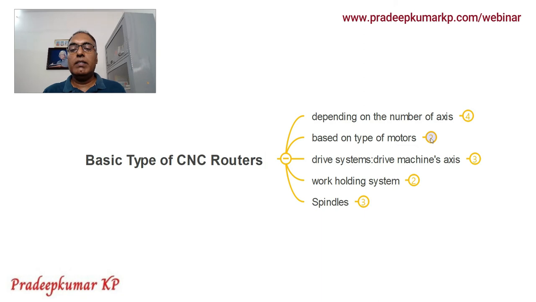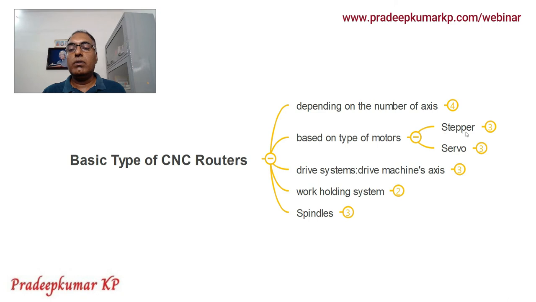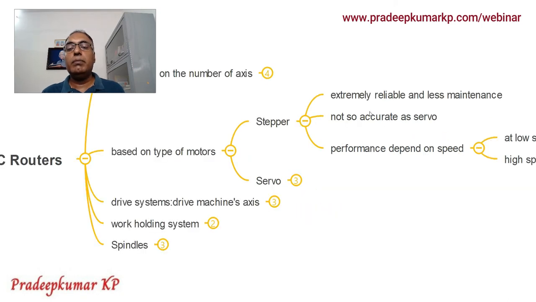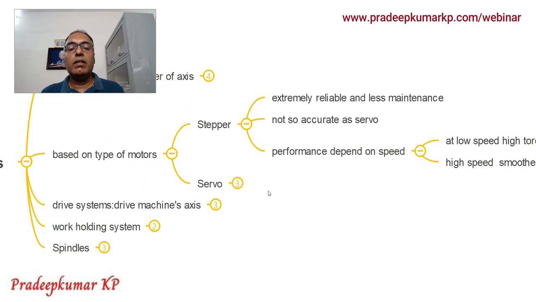Then another differentiation is based on the motors, whether it is stepper or servo. Stepper motors are extremely reliable and need less maintenance. That is some of the advantage; a disadvantage is that they are not as accurate as servo. The performance of this motor depends upon speed: at low speed it has high torque but is choppy, and at high speed it becomes smoother but the torque is very low.